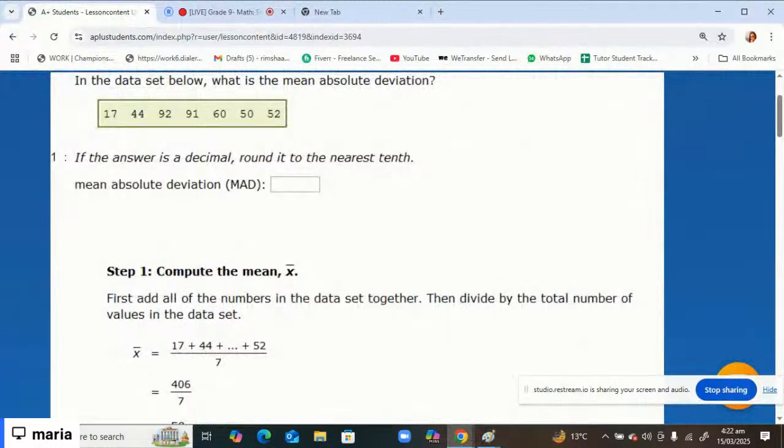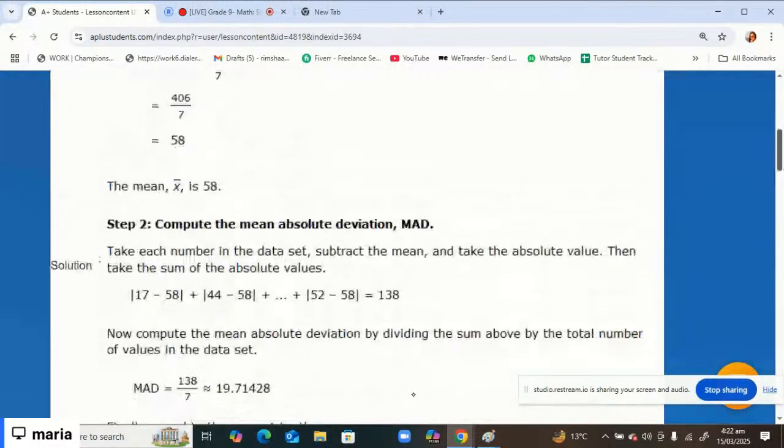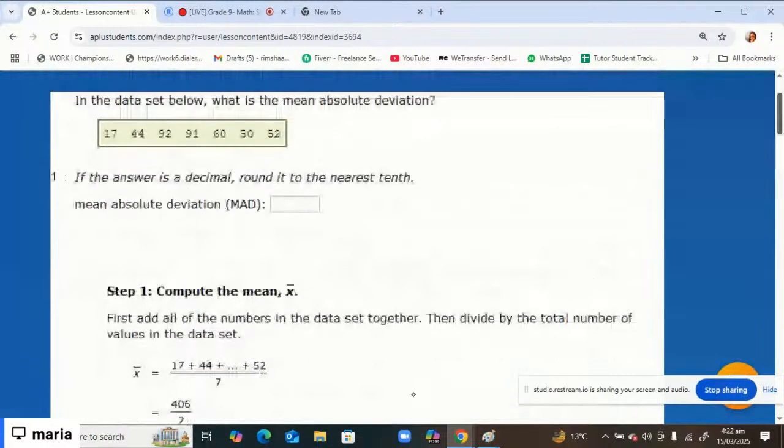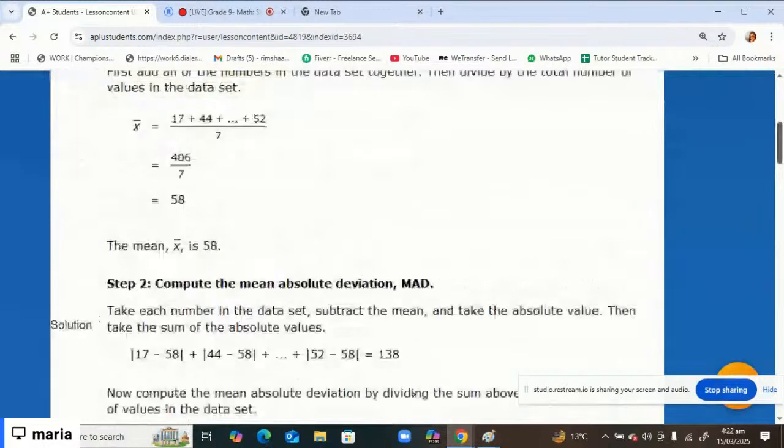Adding all the numbers. Let's suppose, for example, we have three numbers like 4, 5, 6. First we add them up and then divide by how many there are in total. There are three, so we divide by three. This way we find the mean. Next is subtracting the mean from each number, and taking the absolute value as well.